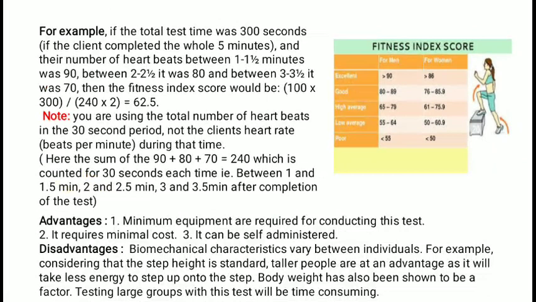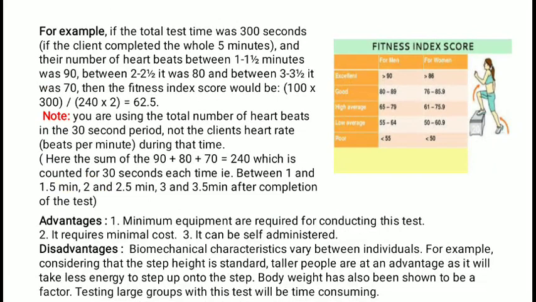Testing large groups with this test will be time consuming. If you are taking a large number of people to test, then it is more time consuming. So this is the Harvard step test, where you can measure what is being measured here.